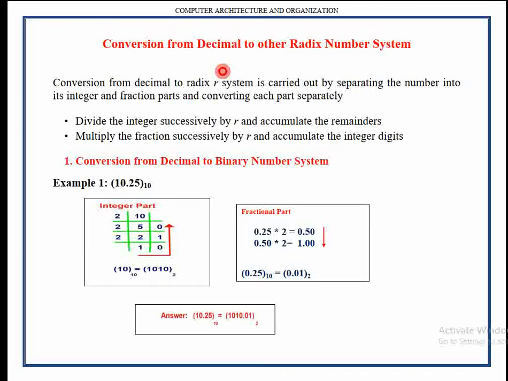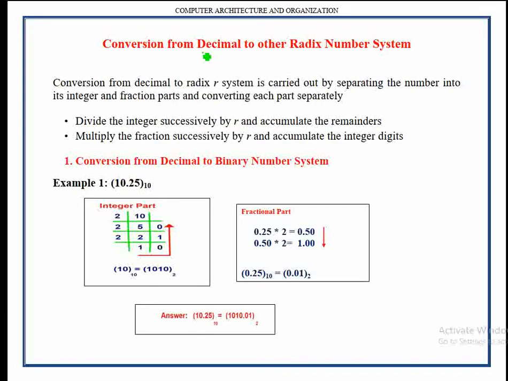In this video, we are going to learn how to convert a decimal number system into other radix number systems. This radix number system may mean the binary, octal, or hexadecimal number system. Actually, the process of converting a decimal number into a radix number system is very simple and easy. To achieve this, we have to apply only two steps.